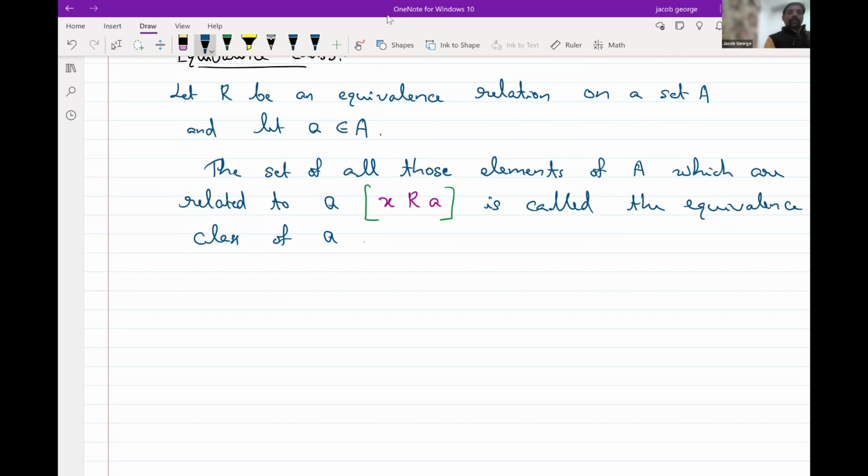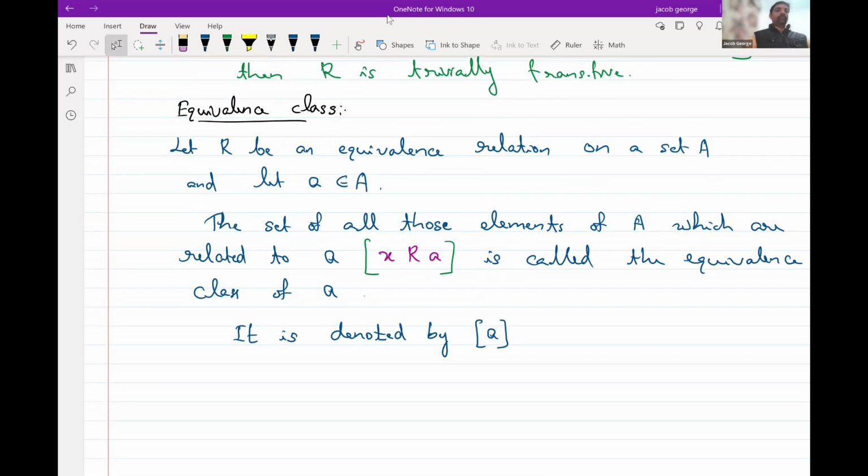It is denoted by, in a square bracket, small letter a.